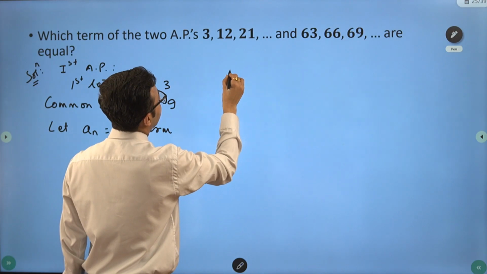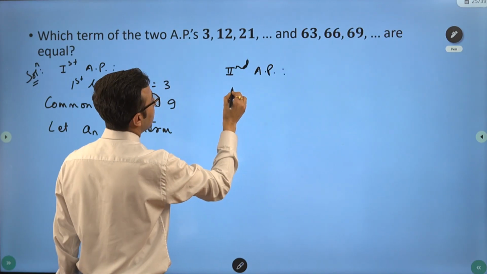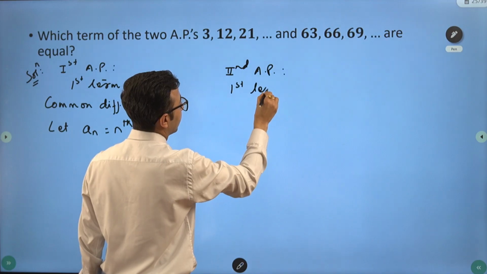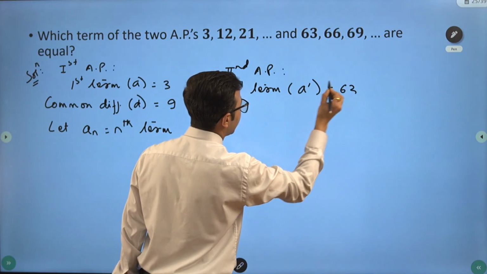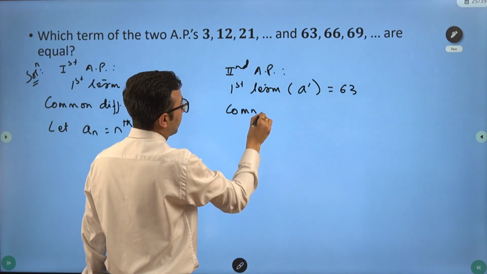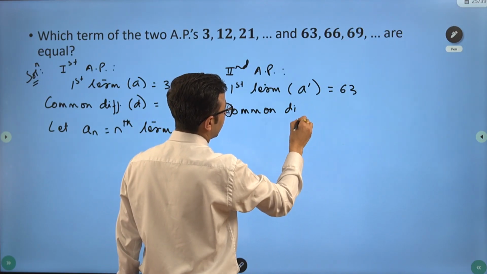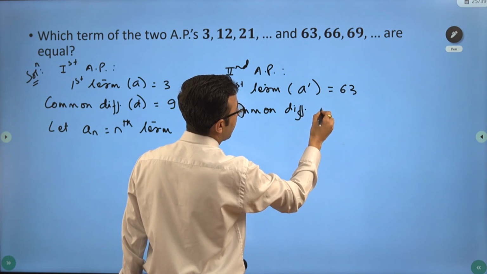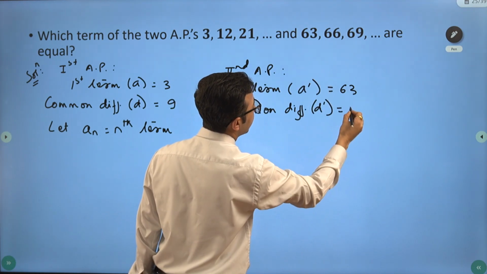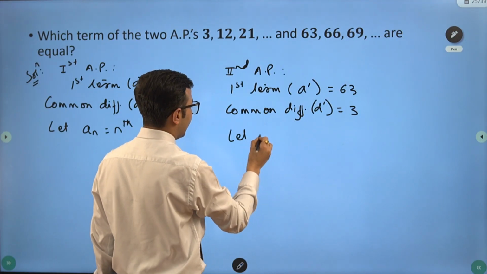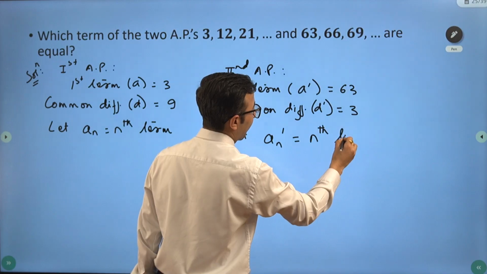Similarly, we'll write for the second AP. Second AP, first term, we'll use A dash, that is 63, common difference D dash, which is equal to 66 minus 63, which is 3. Let AN dash be its nth term.